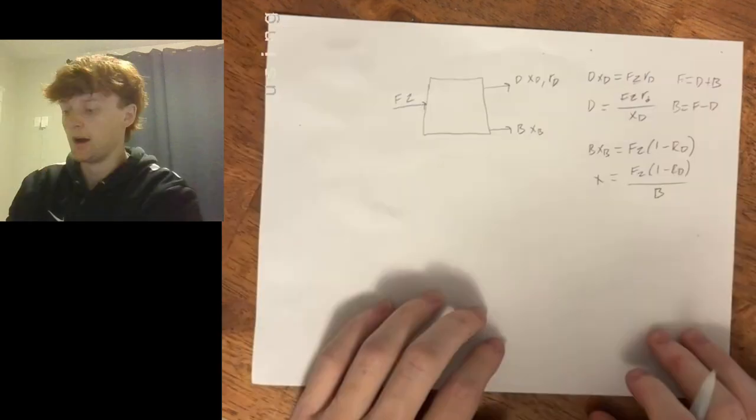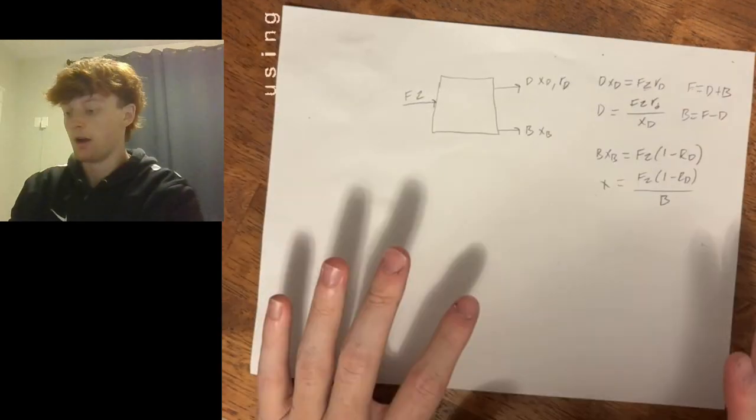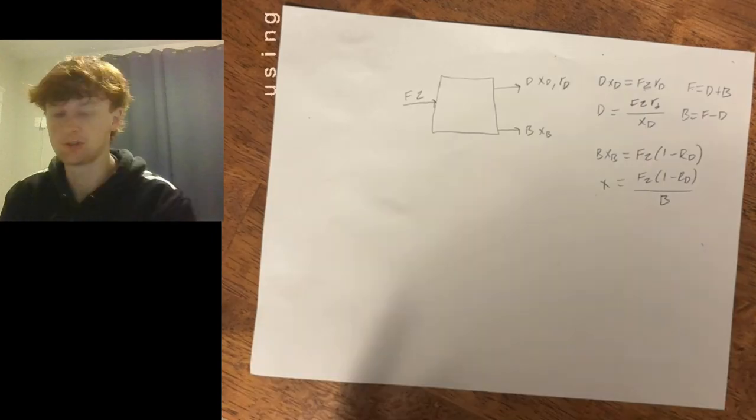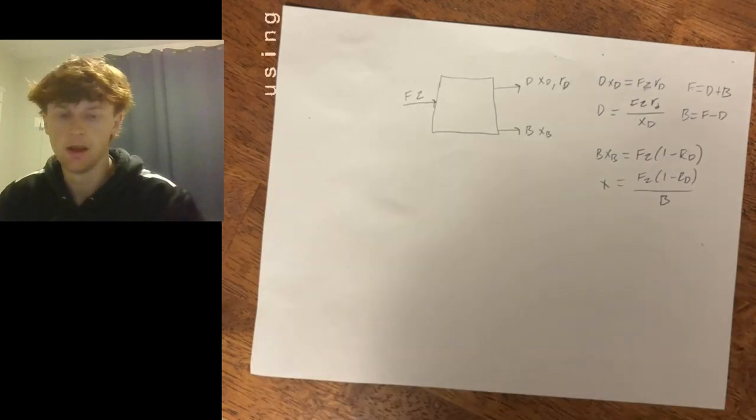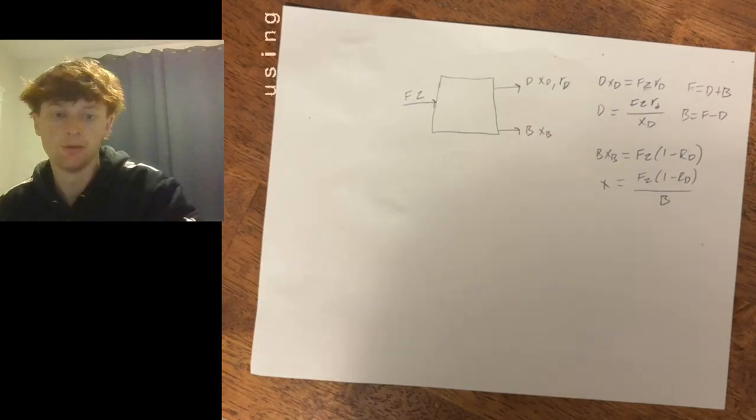Okay, so this will help us when we move on to Python. We'll generate a McCabe-Thiele diagram using Python with these specific constraints that were laid out in homework 2, and these equations will help us solve for our unknowns and make it possible to make the graph. So we'll move on to that next.